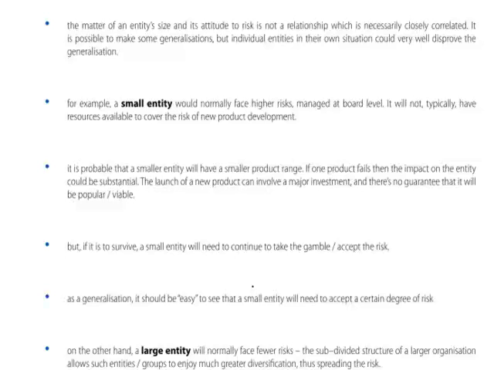The subdivided structure of a larger organisation allows these entities or groups to enjoy much greater diversification and thus spread the risk. More extensive product range. Diversification of markets, diversification of industry. You become a multinational conglomerate. Because you're multinational, you're not exposed to the risk of any one particular foreign unfriendly government sequestering your assets, taking your assets away, preventing you from paying dividends out of the country.